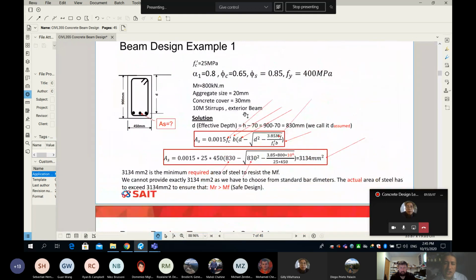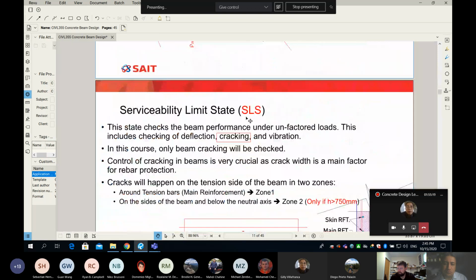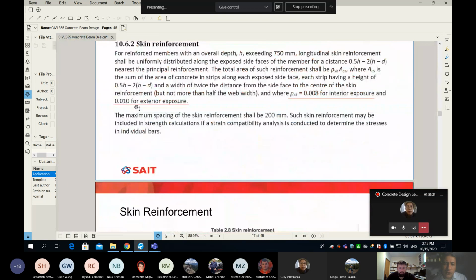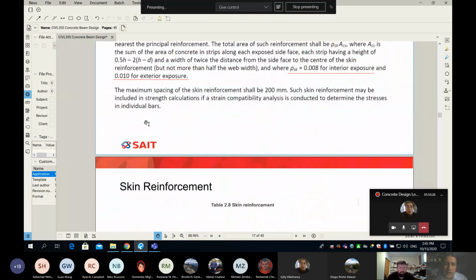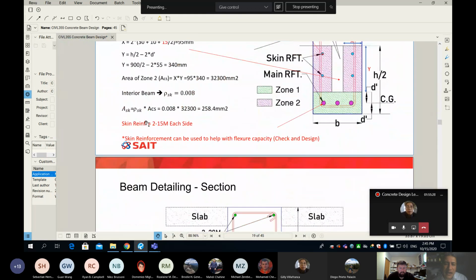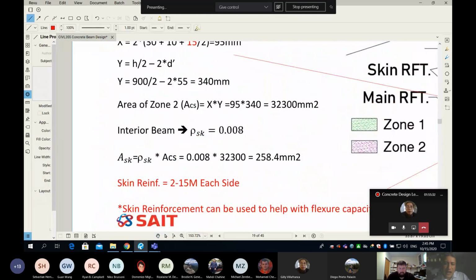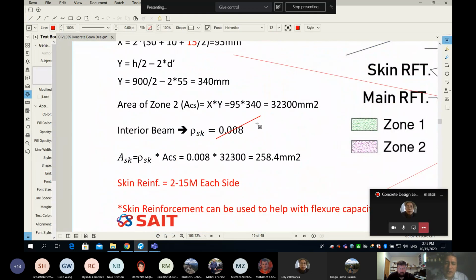So if my beam is exterior, it means my rho skin is supposed to be, can you read? 1%. I apologize. In my calcs here, I used 0.008. So this is going to have to change. Cross this one, and I will modify it. This one has to be 0.01, like 1%.